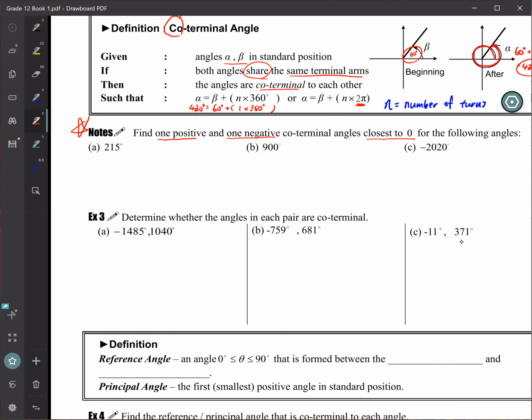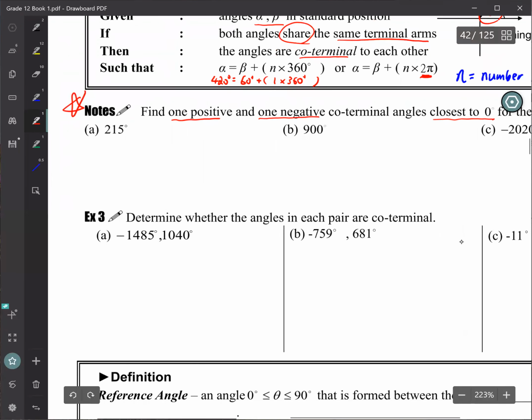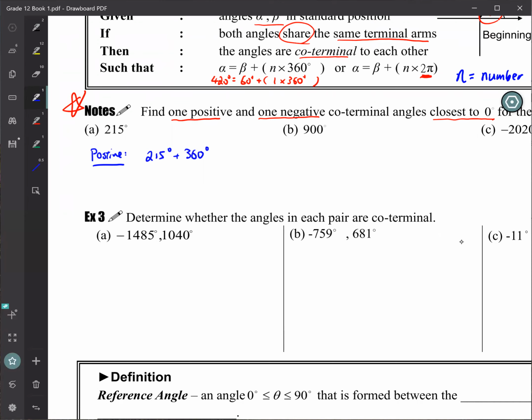and then you cannot match the answer key. So for homework, when they ask you to find a coterminal angle, you find the one that is closest to 0. So for example, 215. Other than the 215, for the positive one, you can start with 215. If I subtract 360, then it becomes negative. So if I want to get a positive, you add 360 degrees. Then that will make it another coterminal angle.